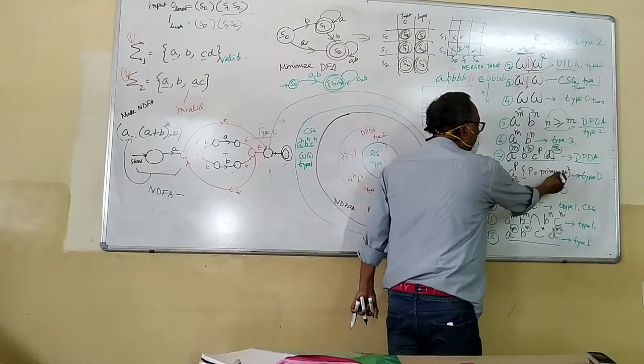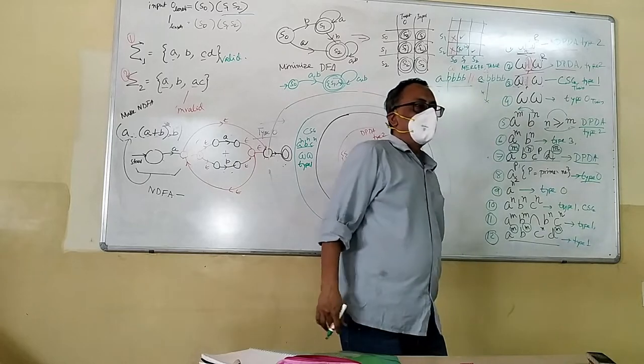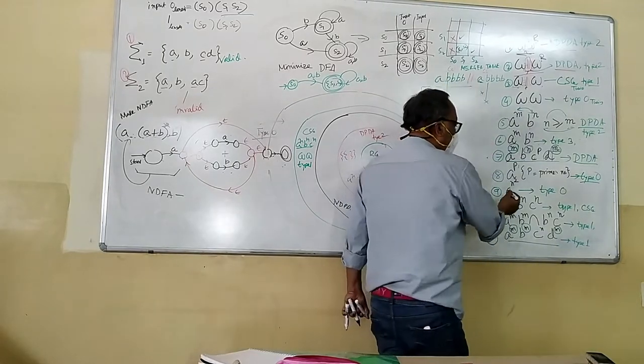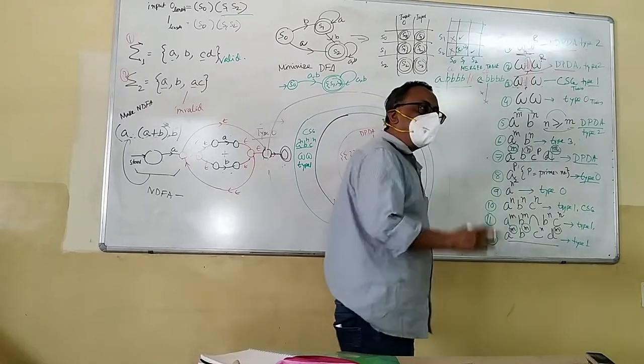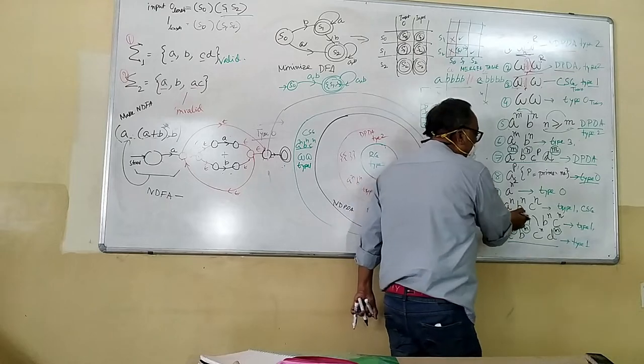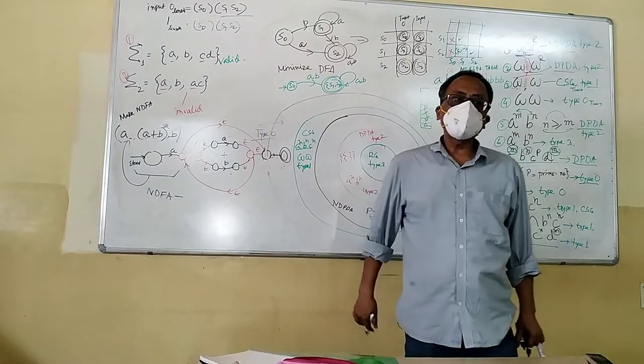a^n where n is a prime number, any formula, this is type 0, Turing machine. Not type 1, it is type 0. A Turing machine can detect whether it is that. a^n b^n c^n, type 1, context-sensitive language. W W, context-sensitive language.